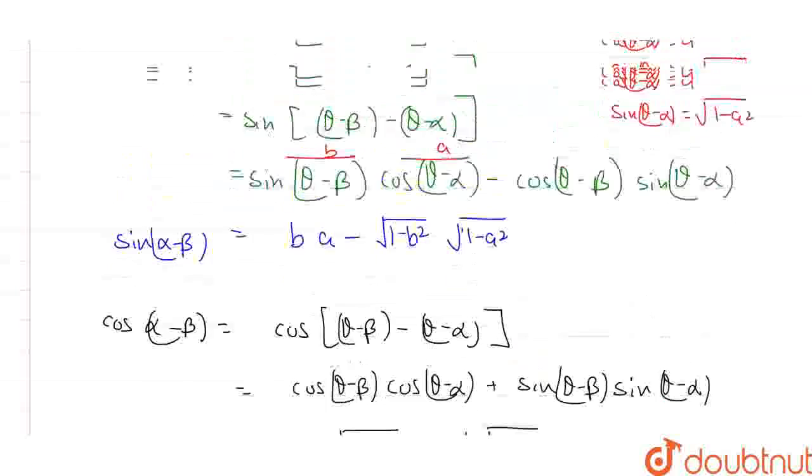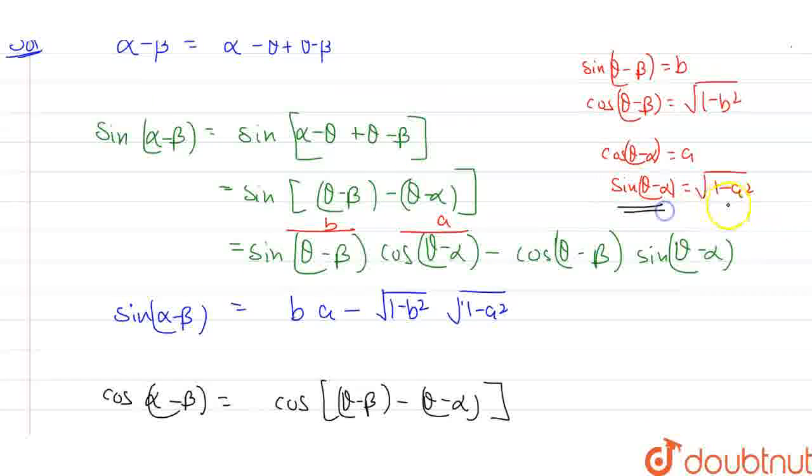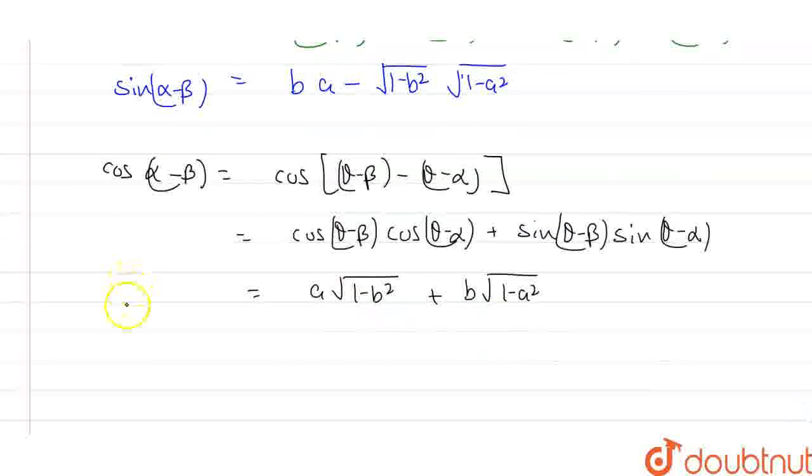Why? Because we know that sin theta minus alpha is what? Under root 1 minus A square, and this is what? B. So this will become in this equation. So now I have cos alpha minus beta and I have what? Sin alpha minus beta. I have these two values.